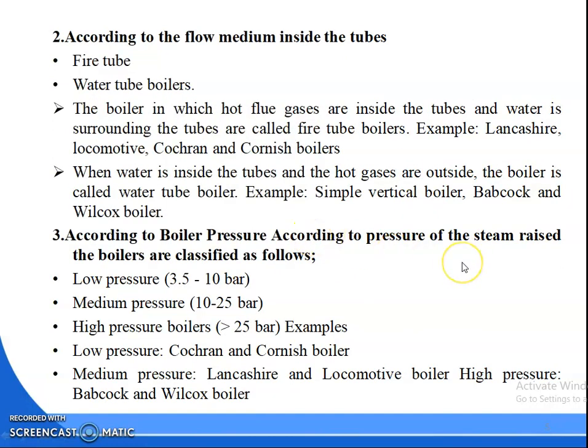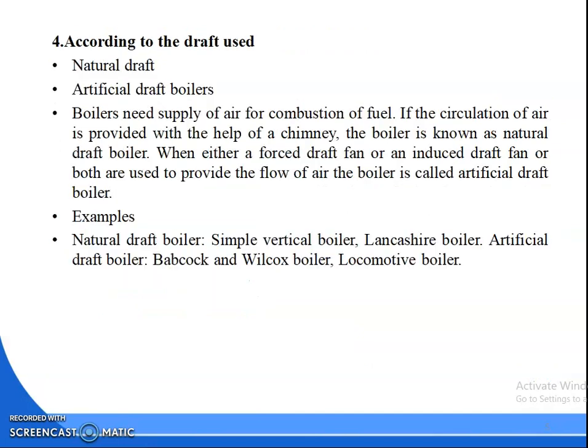Next, according to the boiler pressure, or the pressure of the steam raised in the boiler, boilers are classified as low pressure boiler, with pressure around 3.5 to 10 bar, medium pressure boiler, 10 to 25 bar, and high pressure boiler, greater than 25 bar. Examples of low pressure boilers are the Cochran and Cornish boilers, medium pressure boilers are the Lancashire and locomotive boilers, and high pressure boilers are basically water tube boilers, that is the Babcock and Wilcox boiler.